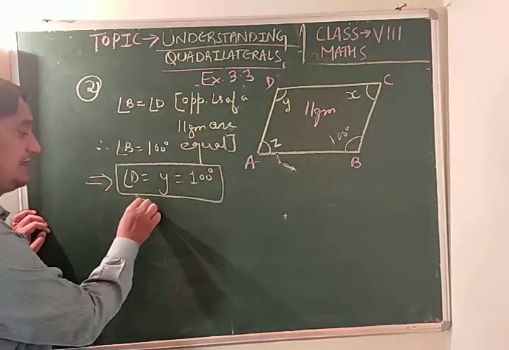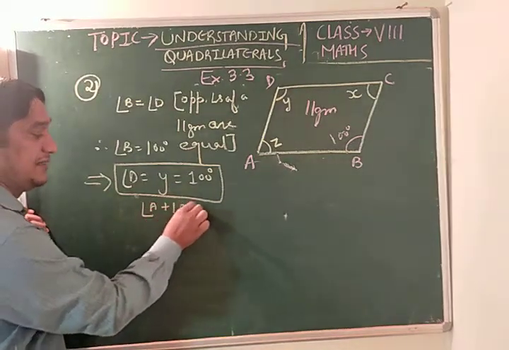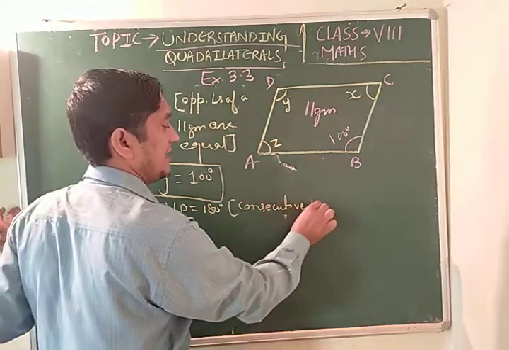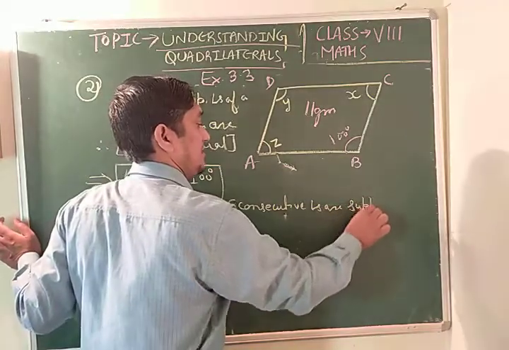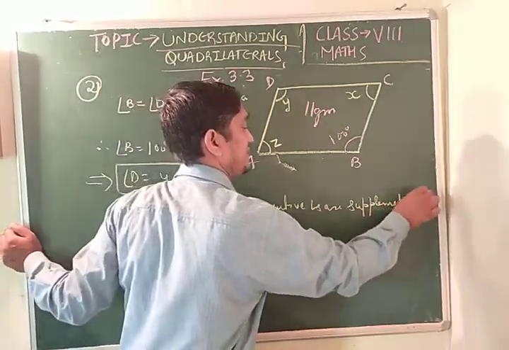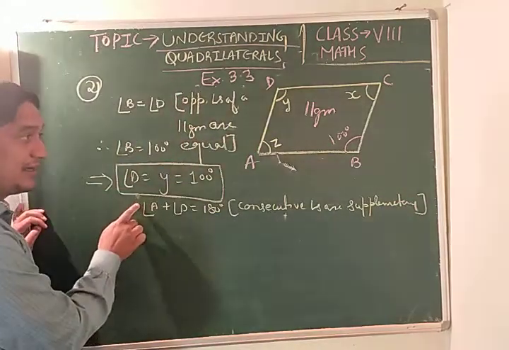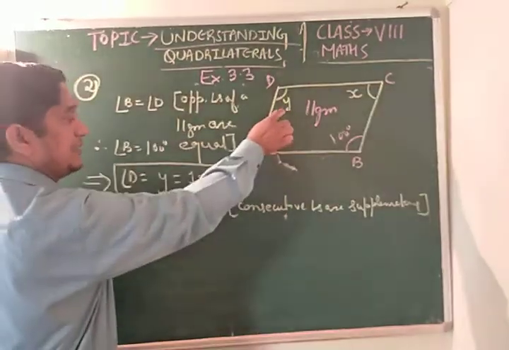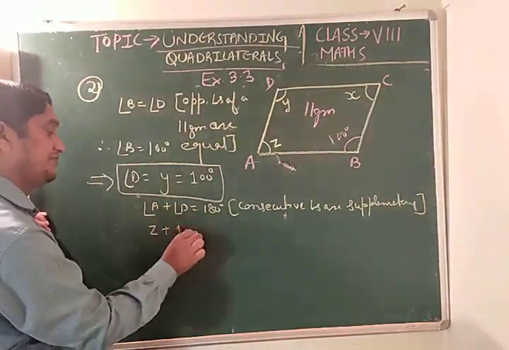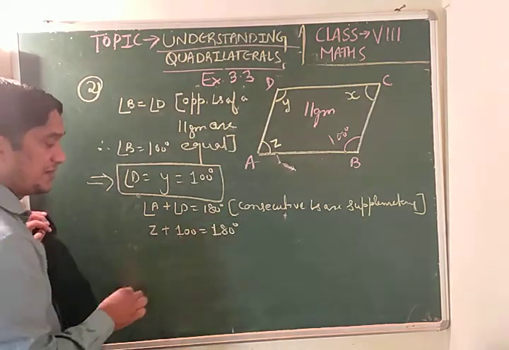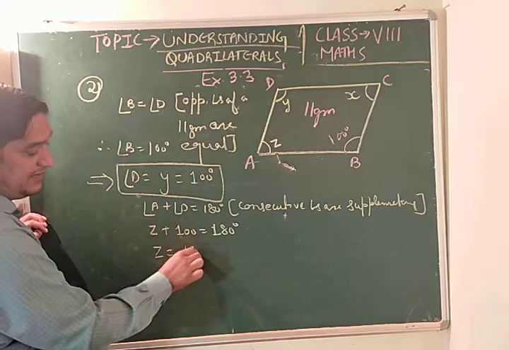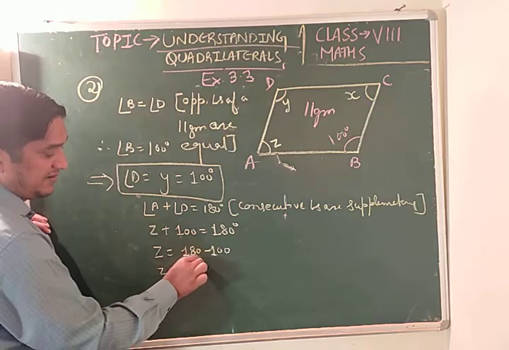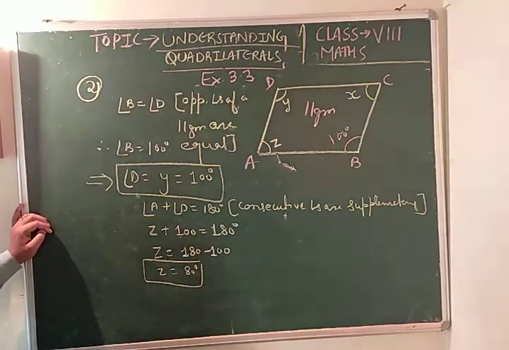Now children, we also know that angle A plus angle D is equal to 180 degrees, because consecutive angles are supplementary. So the value of angle A, that is Z, plus angle D, that is Y, which is 100, equals 180 degrees. Now the value of Z is 180 minus 100. It becomes 80 degrees. Now what do we have left?